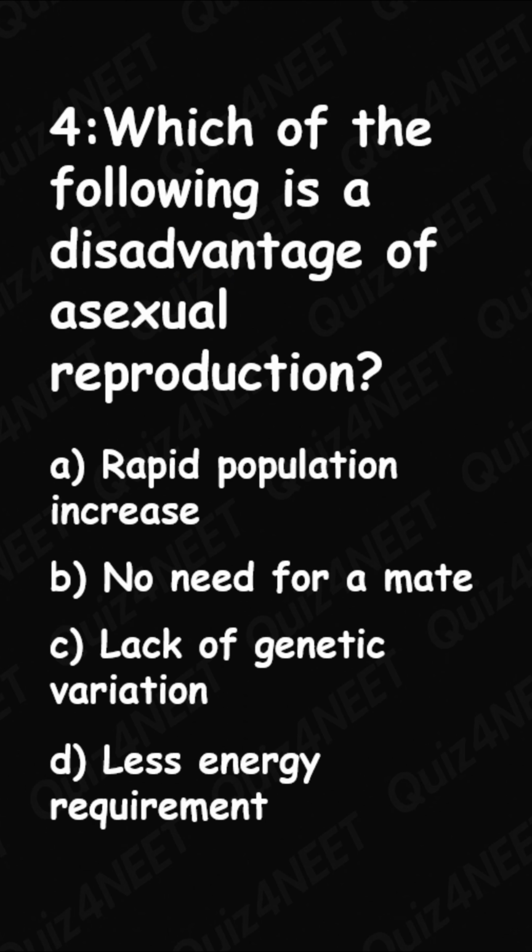Question 4. Which of the following is a disadvantage of asexual reproduction? A. Rapid population increase. B. No need for a mate. C. Lack of genetic variation. D. Less energy requirement. Answer: C.